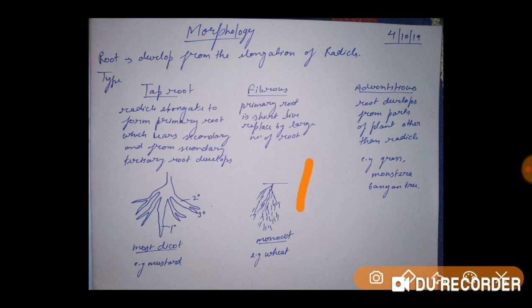Now in fibrous root, the primary root is short-lived and then replaced by a large number of roots. So if you see here in the diagram, there is no primary root. It is replaced by a large number of roots. So examples are all the monocots. Wheat is an example of monocot.